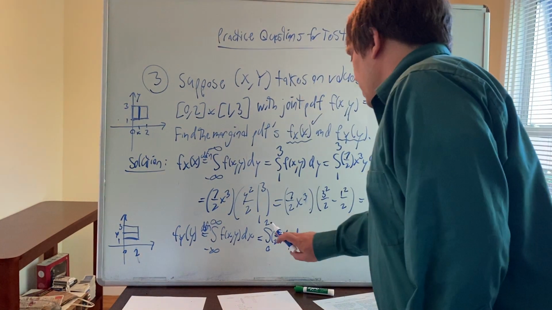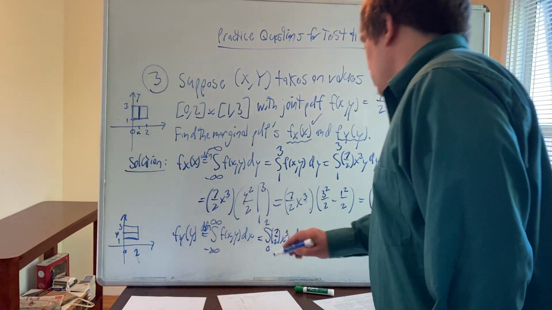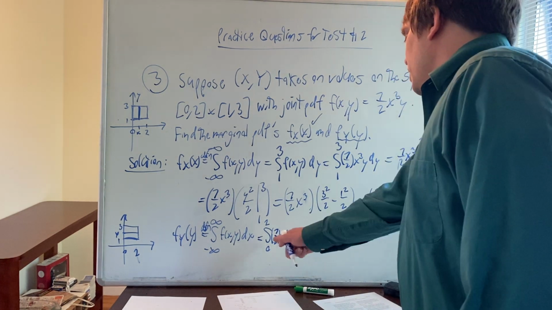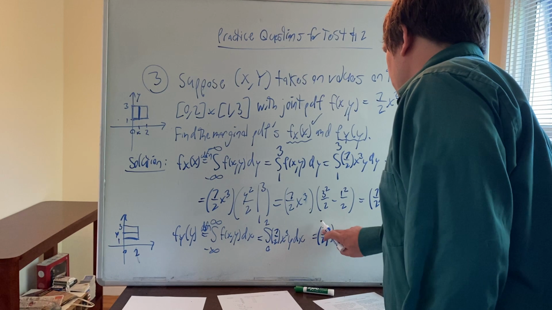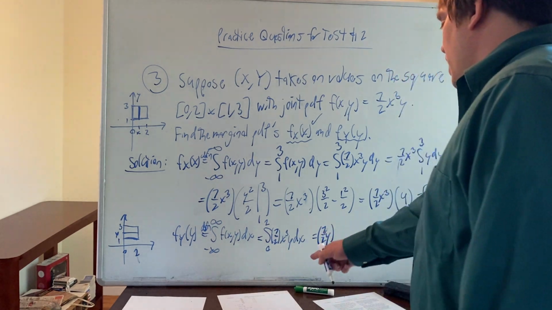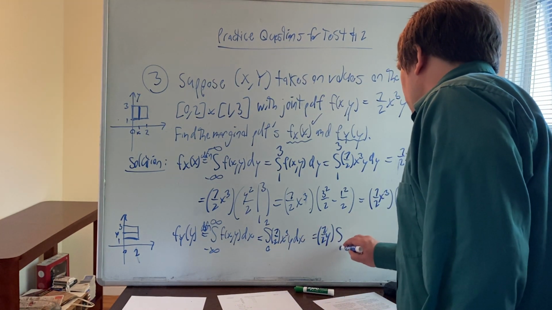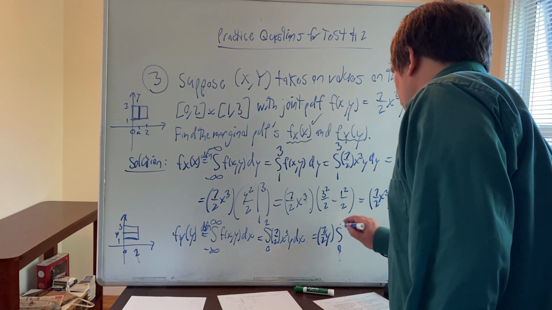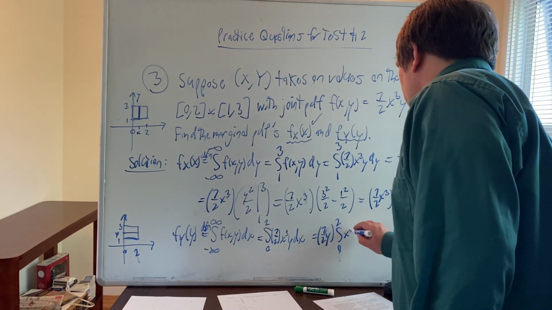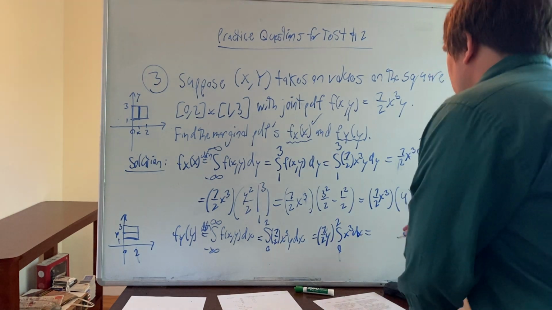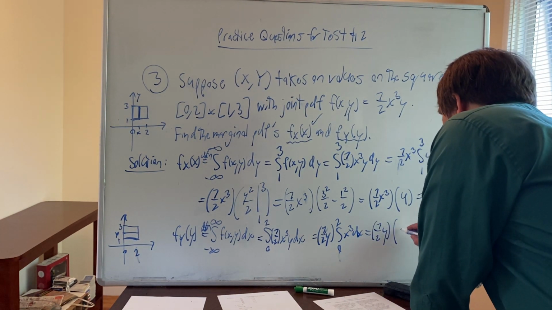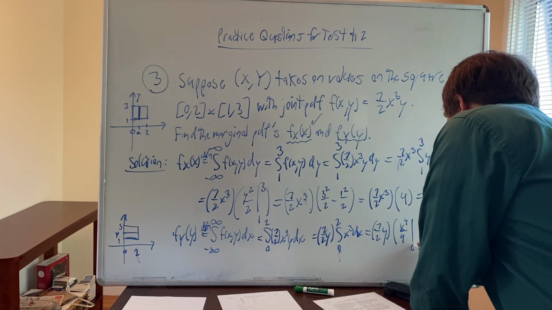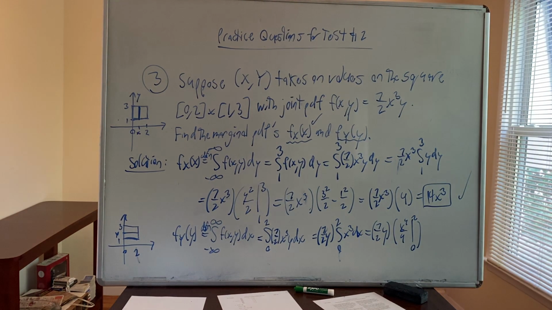Okay, so we integrate that. So first we take out the constant 7/2 y. Now y is a constant because we're integrating with respect to x. So this is 7/2 y, definite integral from 0 to 2 of x cubed dx. And so this is equal to 7/2 y times an antiderivative of x cubed, which is x to the 4th over 4, evaluated from 0 to 2.